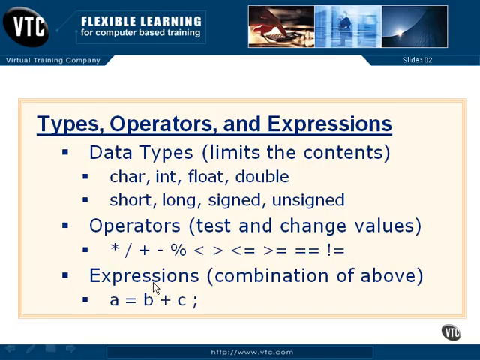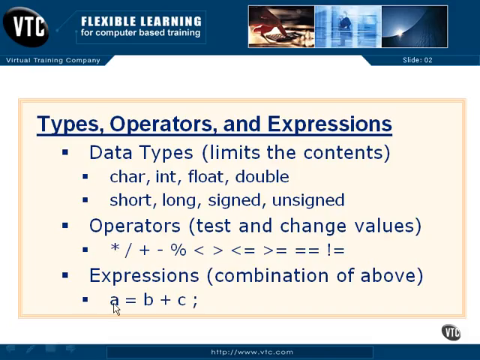And then a C expression is a combination of variables or data types and operators. And we can also have constants. We haven't talked about those yet, but we will. A constant, of course, is something that you set a value to when you create or initialize it, and you do not then change the value. You're not allowed to change the value of a constant, or it wouldn't be a constant.